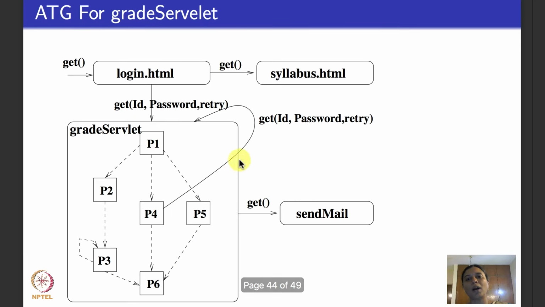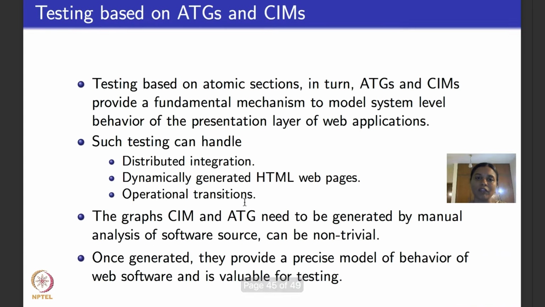Once you generate this graph, you can do whatever you want with it. You can do path testing, you can skip and test, you can generate test cases that correspond to identifying various errors. So testing based on atomic sections, which in turn involves testing using ATGs and CIMs, it provides a nice mechanism to capture fundamental system level behavior of a server software. And please remember, software of the presentation layer, not the database layer.